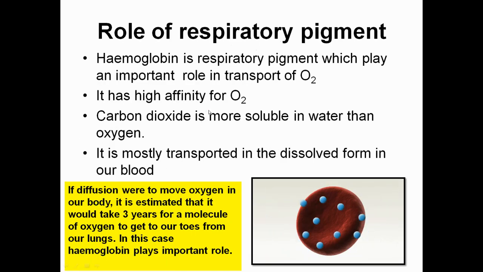Students, first of all, tell me which respiratory pigment transport oxygen to various parts of the body. Yes, right, that is hemoglobin. Now tell me where hemoglobin is present. Exactly, RBC, that is red blood cells. So, hemoglobin is respiratory pigment which play an important role in transport of oxygen. It has high affinity for oxygen. However, carbon dioxide is more soluble in water than oxygen. So, it's going to be transported in the dissolved form.